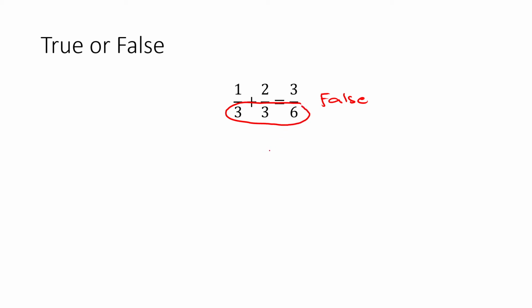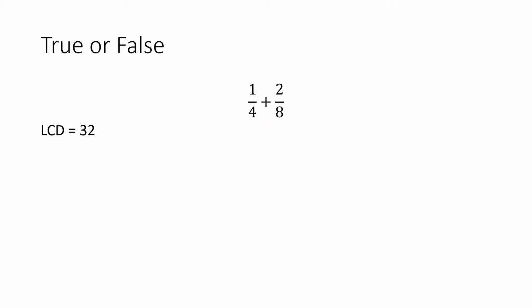What is the correct way? You keep the denominators the same. So, since both of the denominators are 3, your denominator should have been 3, not 6. Let's have another one. Here we have 1/4 plus 2/8. Since they have different denominators, we're finding the LCD. And the LCD that is shown is 32. Is this the correct LCD?